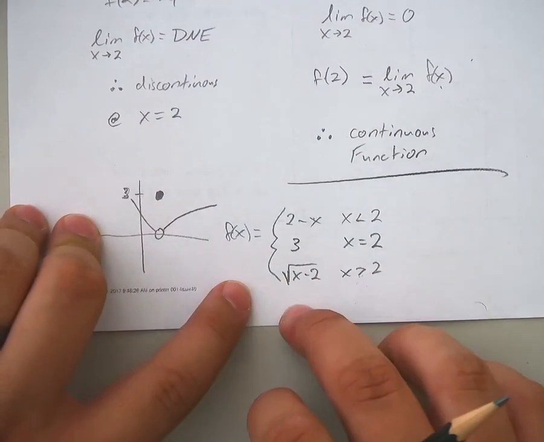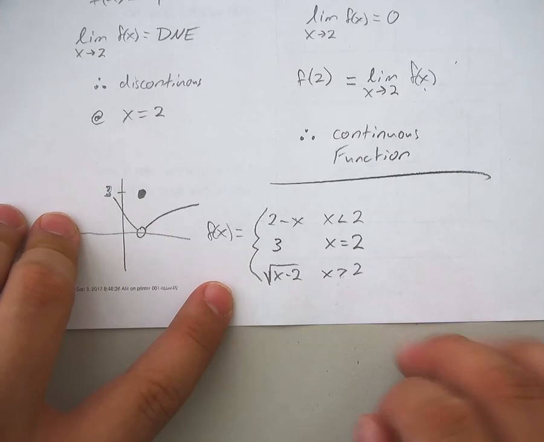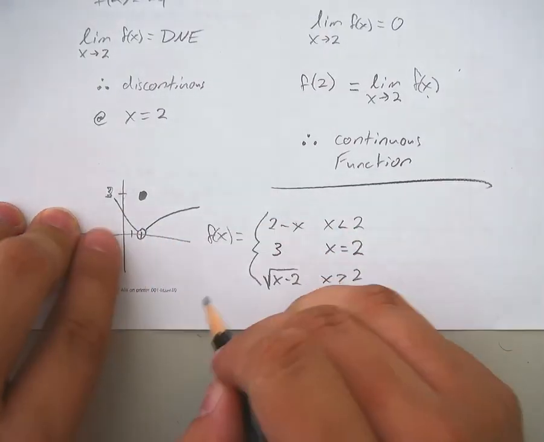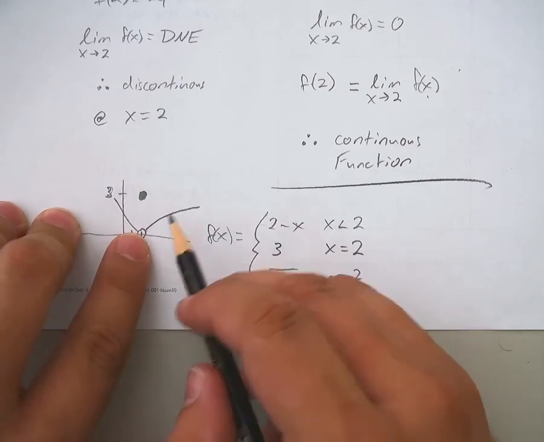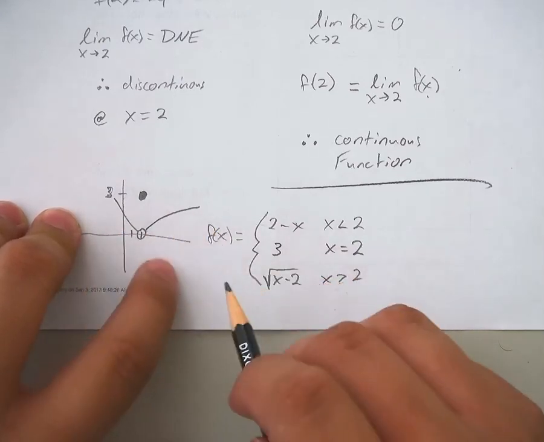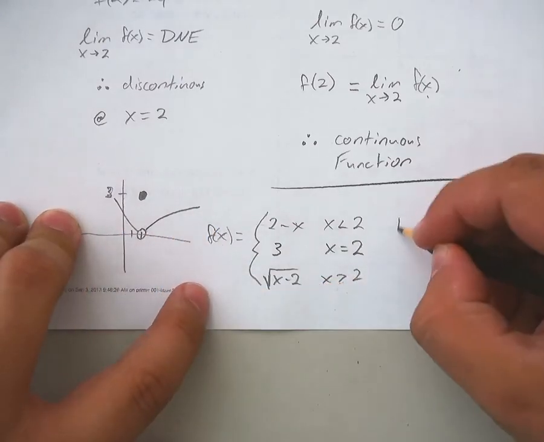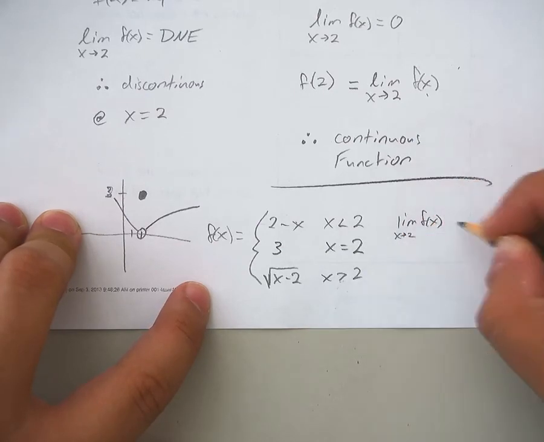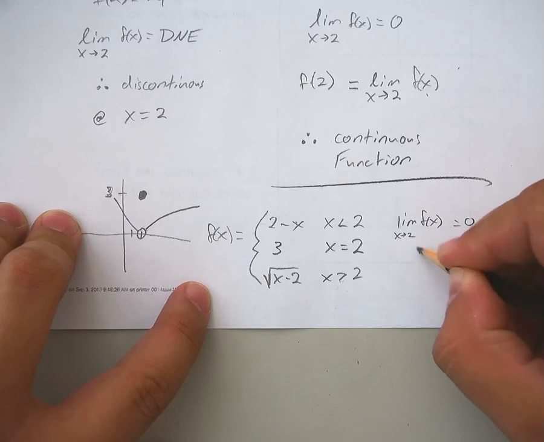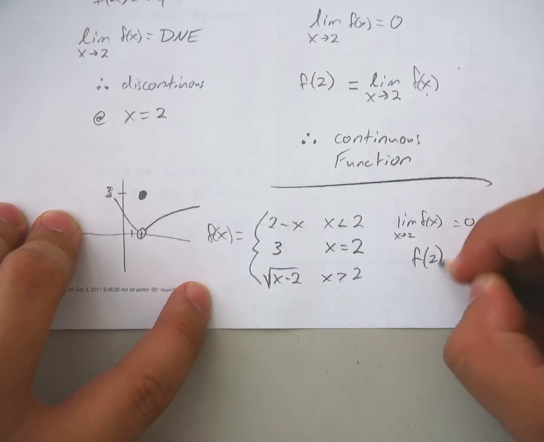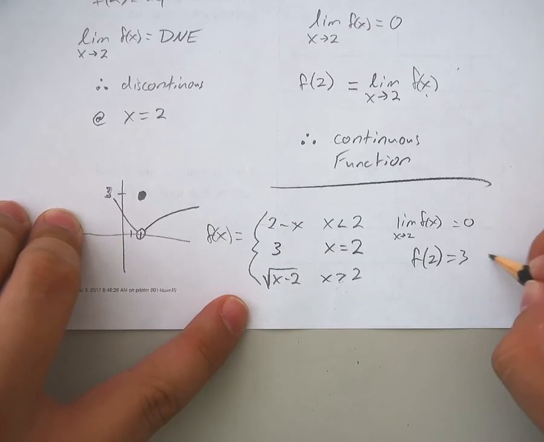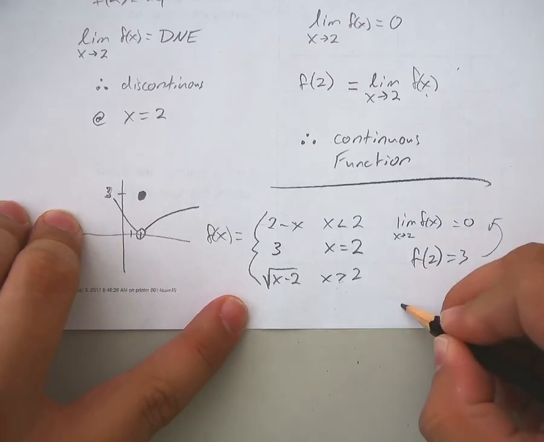Now the limit on this one exists. The limit as x goes to 2 from the left is 0. The limit from the right is 0. So the limit of f of x as x approaches 2 is 0. But the function at 2 is 3. So both of these exist, but you see here they're not the same.